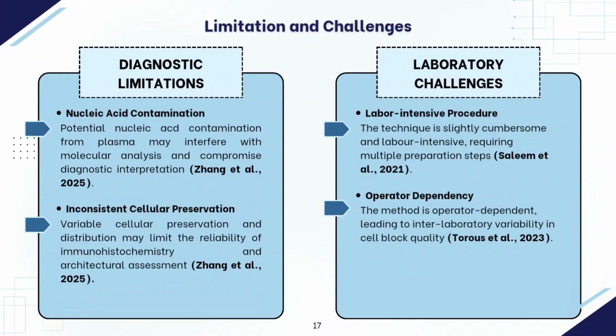Lastly, I will discuss the laboratory challenges. The plasma thrombin cell block technique is slightly cumbersome and labor-intensive because it involves multiple preparation steps. This is in contrast to alternative methods such as histogel and agar cell block techniques, which generally require fewer handling steps. Moreover, this technique is operator-dependent. This means that the quality of the final cell block depends heavily on the experience and skill of the lab personnel. This may lead to inter-laboratory variability and inconsistent results.